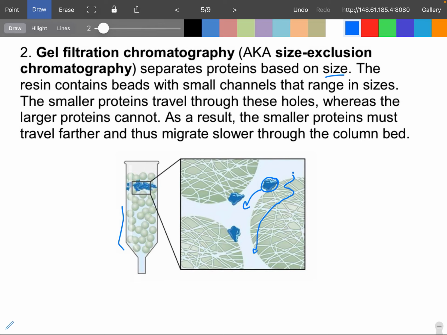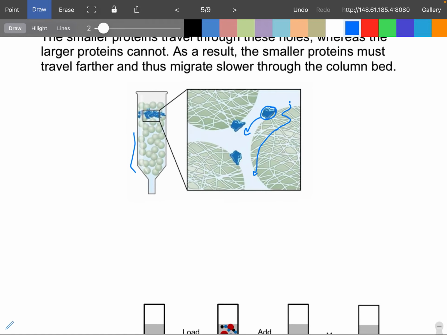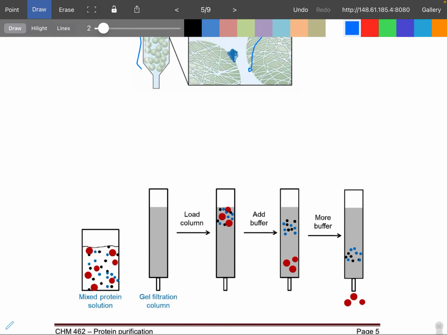So what that means, right, the beads. So they're going to only travel around the beads and experience a smaller volume, and then they will migrate faster through this type of column. And so it might look something like this. If we have our mixed protein solution here with different size proteins, and we add that then to our gel filtration column, the large proteins, as we flow more buffer over this, those large proteins are going to migrate through faster, and they are going to elute first, whereas the smaller proteins, because they can enter those channels, are going to migrate later. They're going to migrate more slowly through the column.